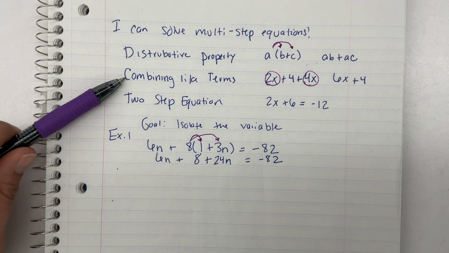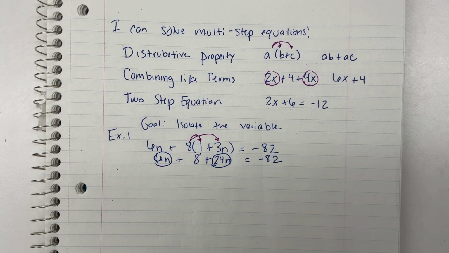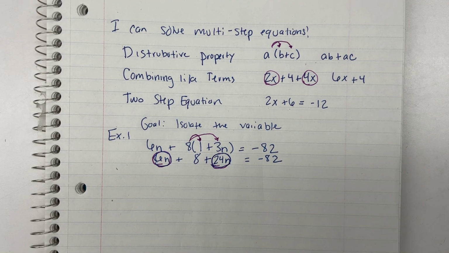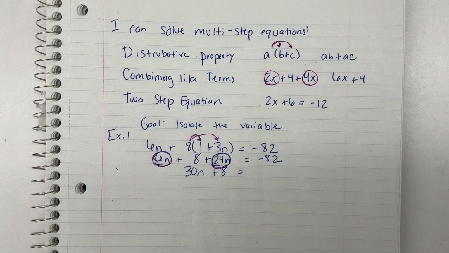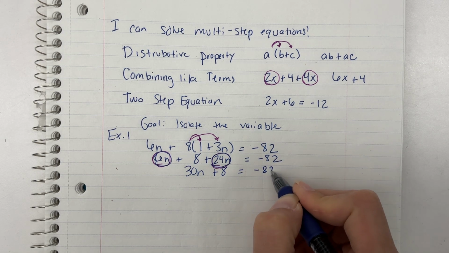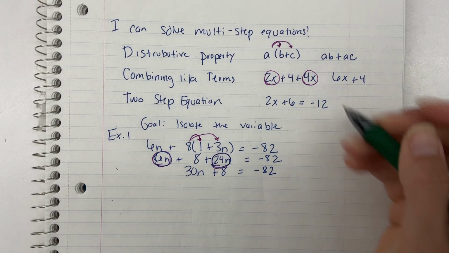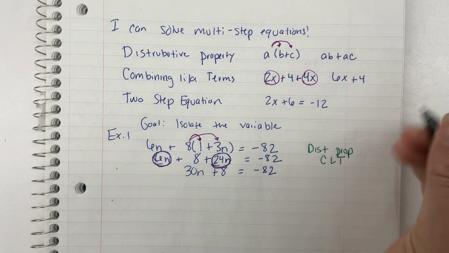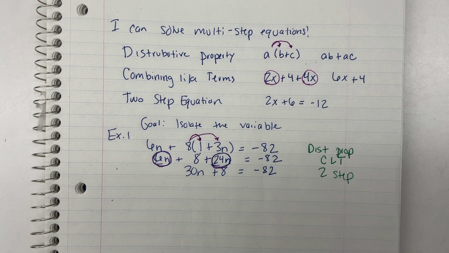Then you want to think of who is on the same team. You have 24n and 6n are both on the same team. When we combine those two, we get 30n. We just bring down the 30n, and we didn't do anything with 8, so we just put it next to it. And look at that, we've got a two-step equation. So again, the first thing we did was a distributive property. The next thing we did was combine like terms. Now we're solving a two-step equation. Math always builds on itself.